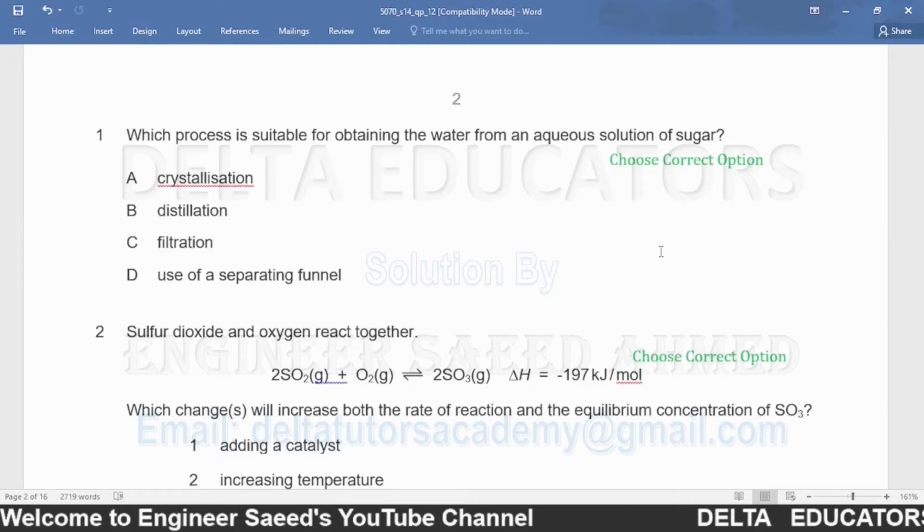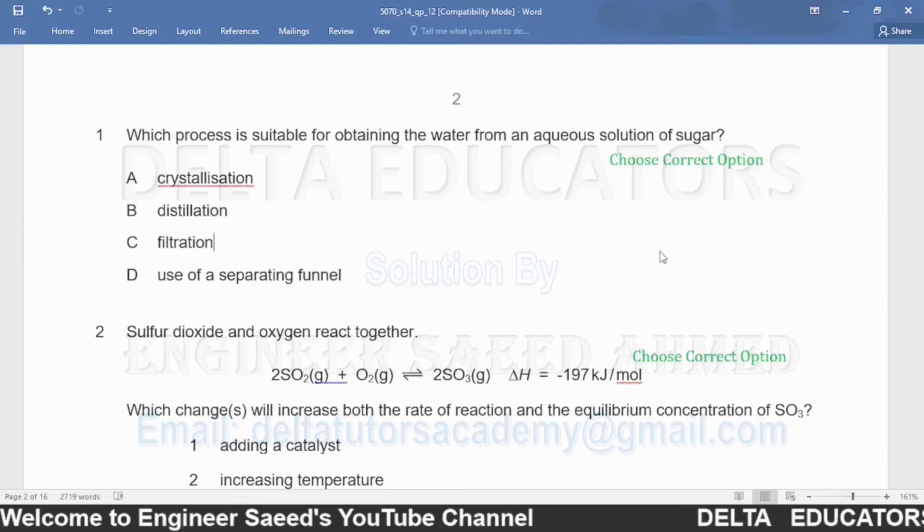Option A. Crystallization. Crystallization is used to produce solid crystals from a solution. So this one is incorrect. Option B. Distillation. Yes, this one is the correct option. Distillation involves conversion of liquid into vapors and then condensing back to liquid form. So by condensation, we can obtain water from an aqueous solution of sugar.